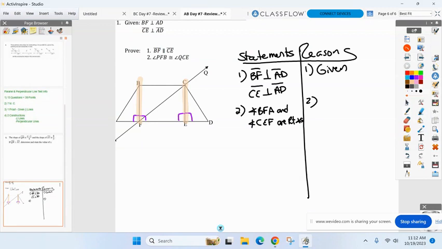Why? Anybody remember what we put there? There's really 2 reasons. John? Definition of perpendicular, or perpendicular lines form right angles. Both are acceptable to me.